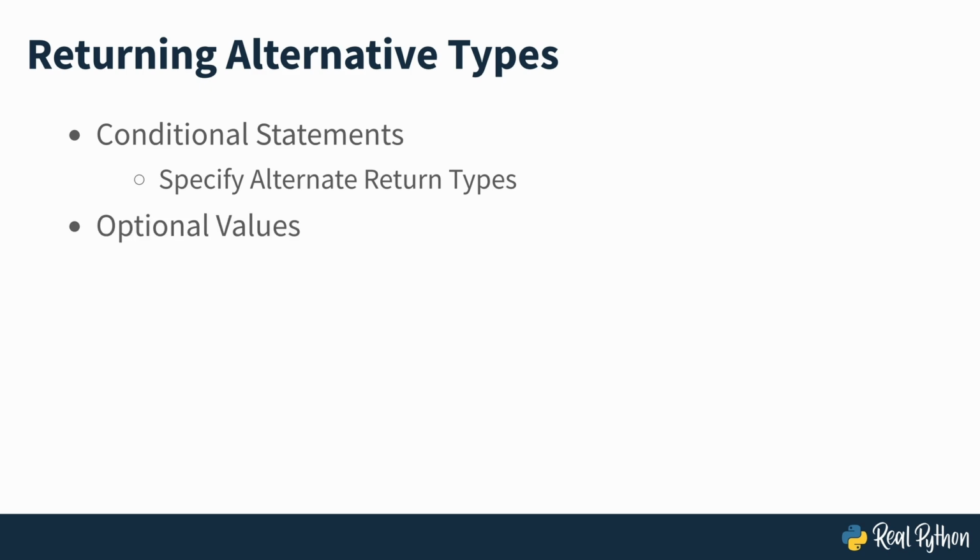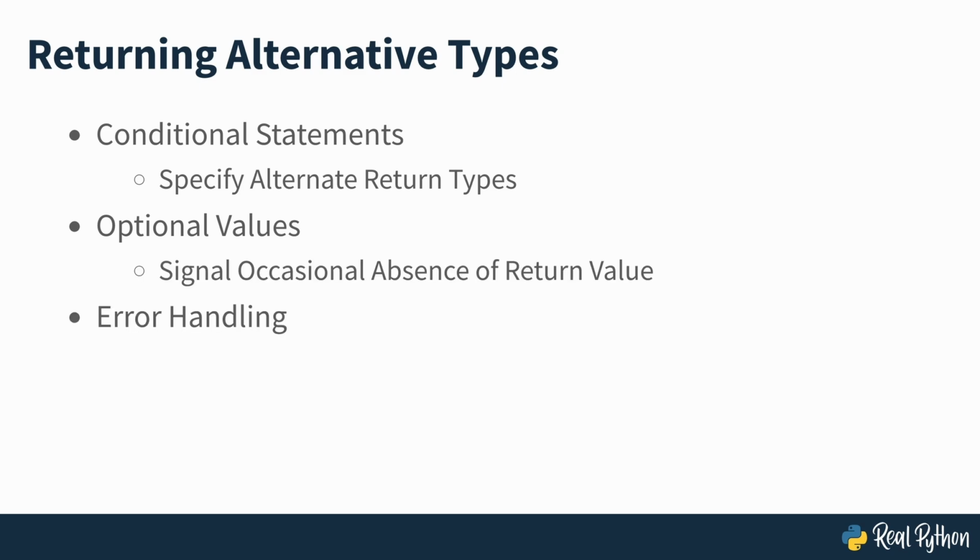Optional values. A function may sometimes return no value, in which case you can use type hints to signal the occasional absence of a return value. Error handling. When a function encounters an error, you may want to return a specific error object that's different from the normal results return type. Doing so can make it easier for other developers to handle errors in the code.